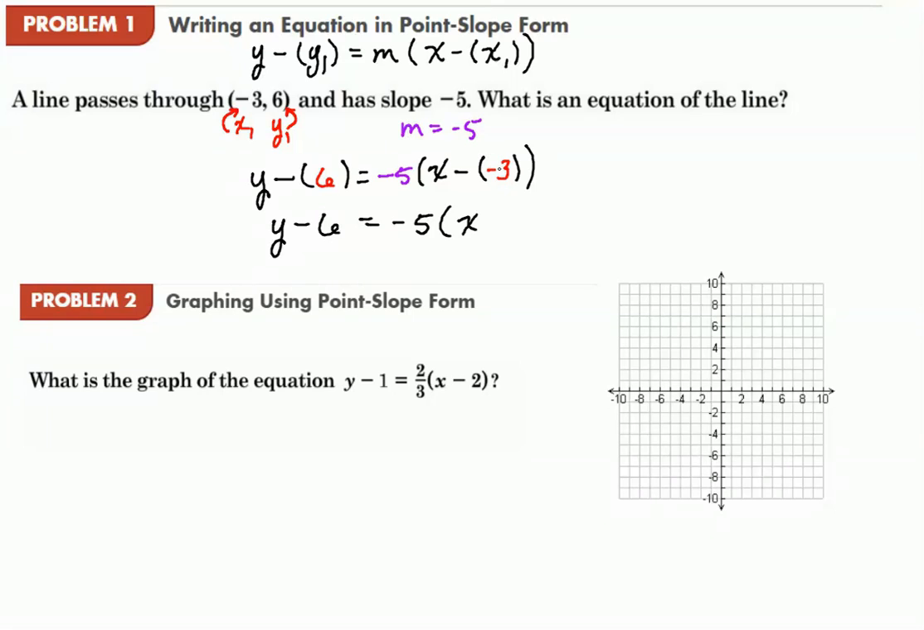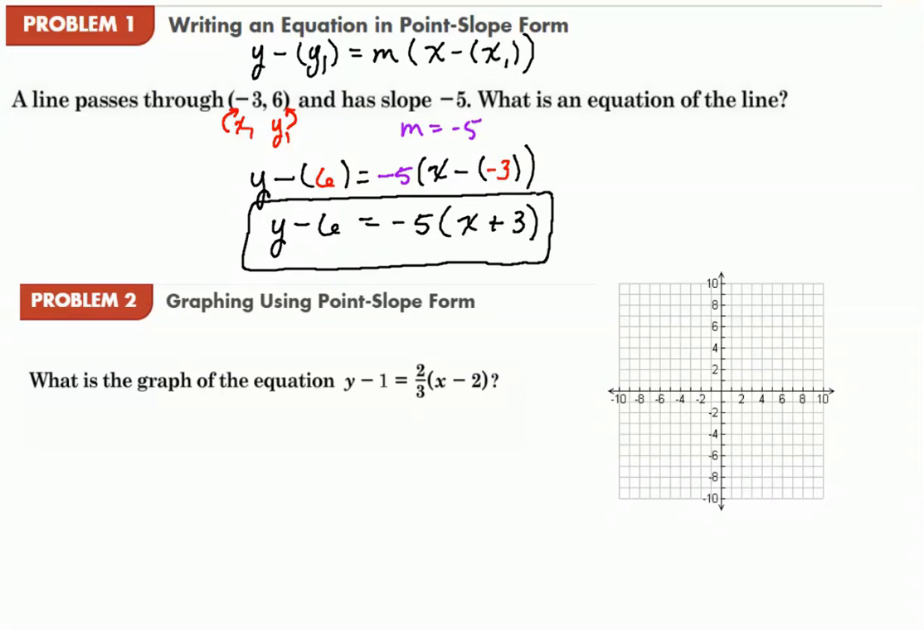You have a negative times a negative. A negative times a negative is a positive. So this is going to turn into a +3. Let me make it a little bit nicer there. +3. And so that would be our equation. Our equation in point slope form is going to be y minus 6 equals -5 times x plus 3.